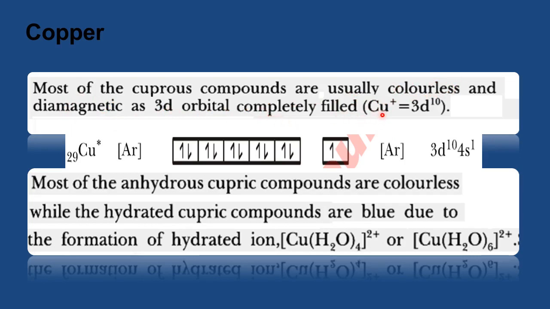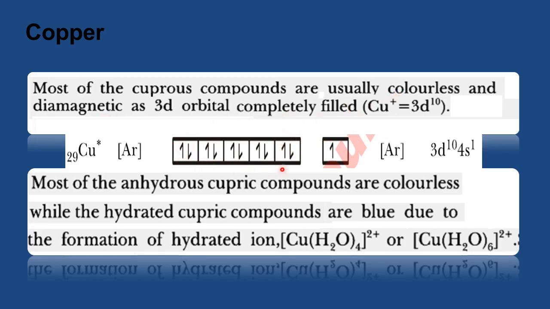This is copper having atomic number 29, and the valence shell electronic configuration of elemental or atomic copper is 3d10 4s1. But when it is present in the copper plus 1 oxidation state, the electron from 4s1 gets removed, and we are left with 3d10 electrons. They are completely filled, that is why it is diamagnetic. And it is colorless because no electronic transitions take place between the degenerate d orbitals.